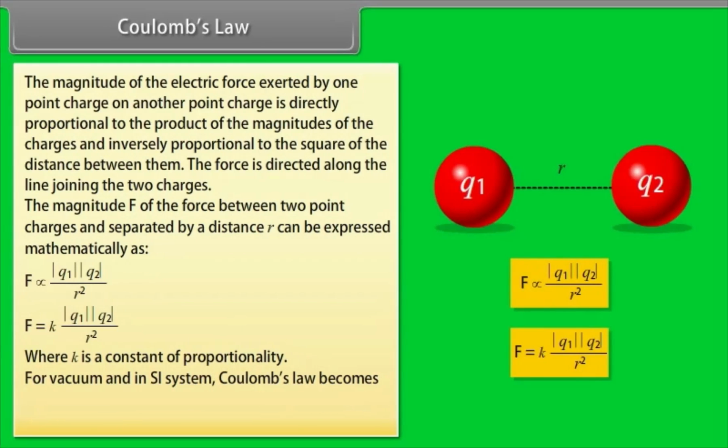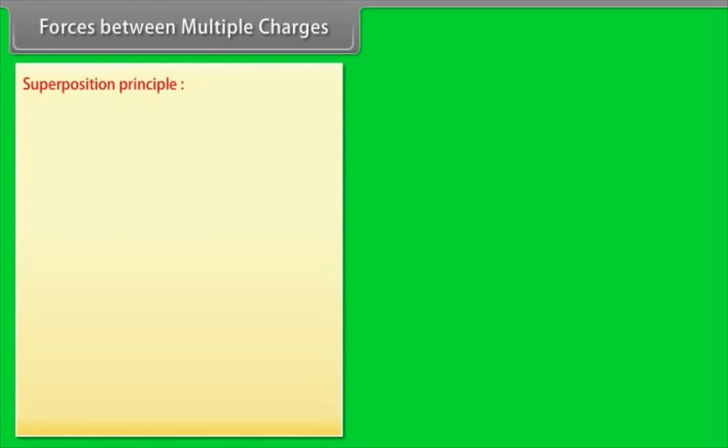For vacuum and in SI system, Coulomb's law becomes F = (1/4πε₀) × |Q1||Q2|/r². Forces between multiple charges. Superposition principle.